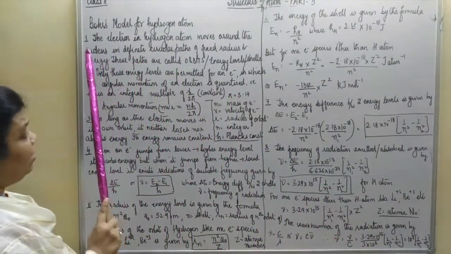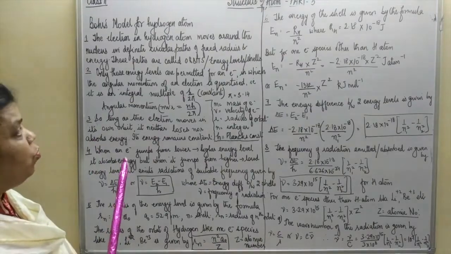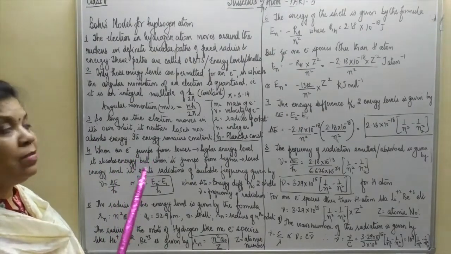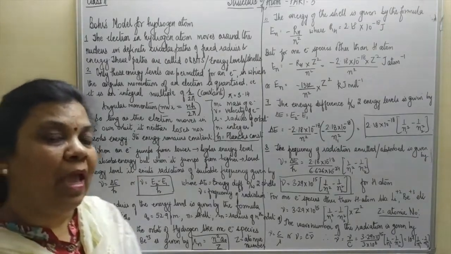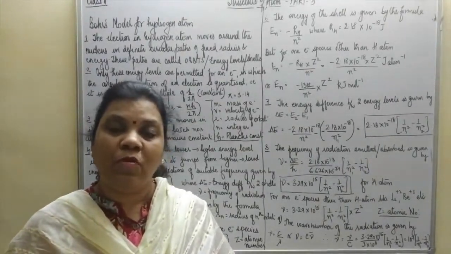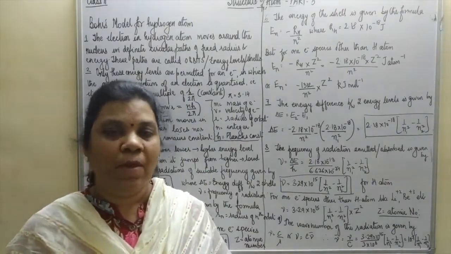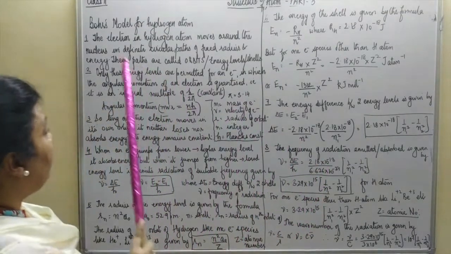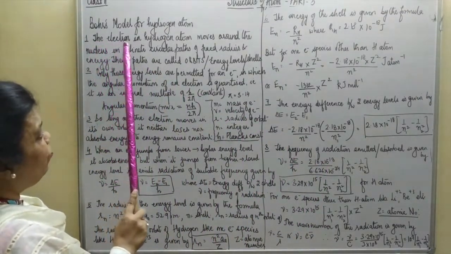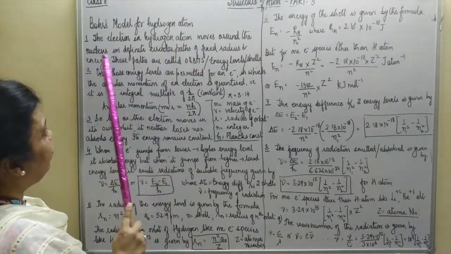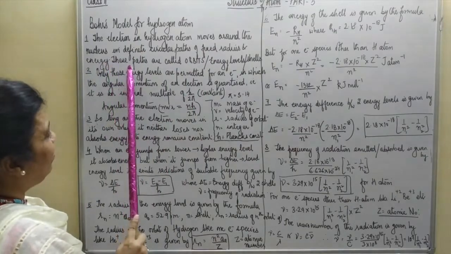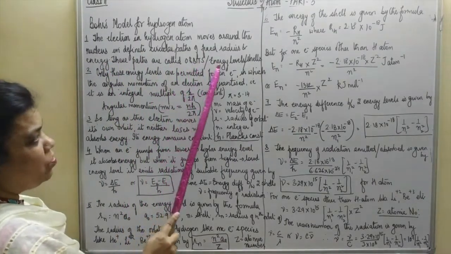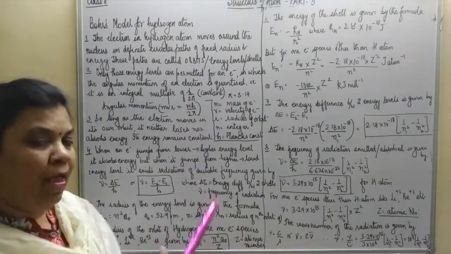So to proceed, here are some postulates for Bohr's atomic model. This model you have also studied in your lower classes, so you might be acquainted with the various postulates. Postulate number 1 says the electron in hydrogen atom moves around the nucleus in definite circular paths of fixed radius and energy, and these paths are called orbits or energy levels or shells.